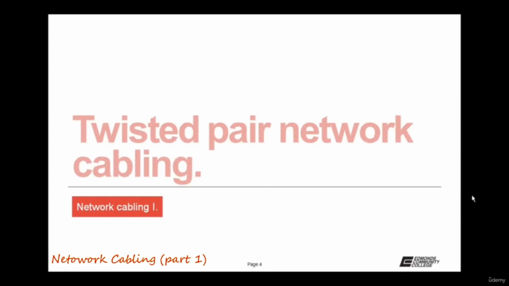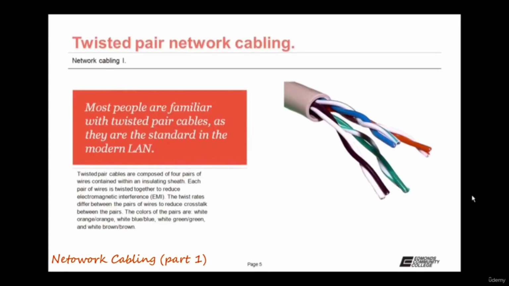And we'll begin by talking about twisted pair network cabling. Most people are familiar with twisted pair cables because they are the standard in the modern LAN. They are what you see most often when you're looking at network cabling. Twisted pair cables are composed of 4 pairs of wires contained within an insulating sheath. Each pair of wires is twisted together to reduce electromagnetic interference, which is called EMI. The twist rates differ between the pairs to reduce crosstalk between the pairs, which is a type of EMI.